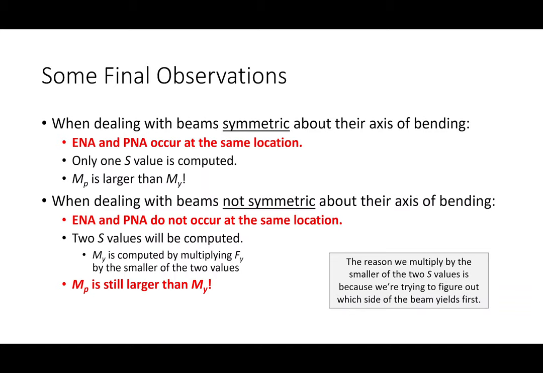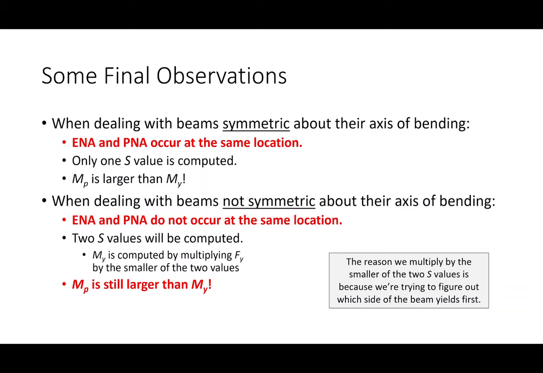If we're dealing with symmetric sections, like a W shape, because it's symmetric, the elastic neutral axis and the plastic neutral axis are at the same spot. The centroid is right there, but it's also the location where the area above equals the area below. Because of symmetry, things are a lot easier for us. There's only one section modulus, and MP is larger than MY. But if we're dealing with non-symmetric sections, the ENA and the PNA are not at the same spot. We will have two S values, but again, MP is still larger than MY, okay?